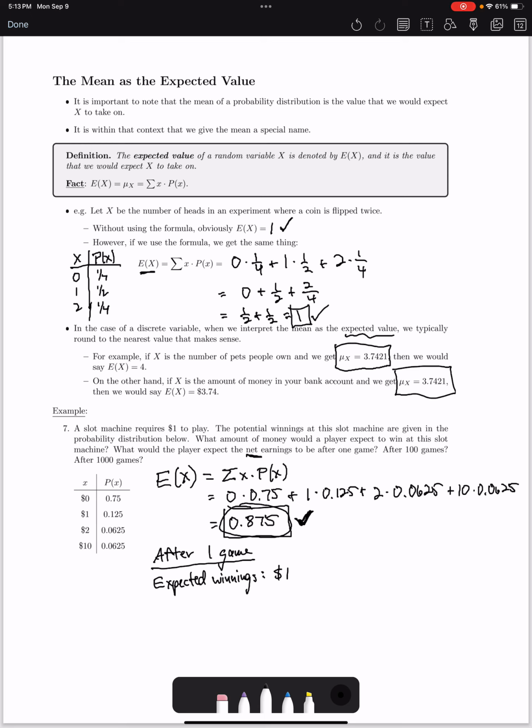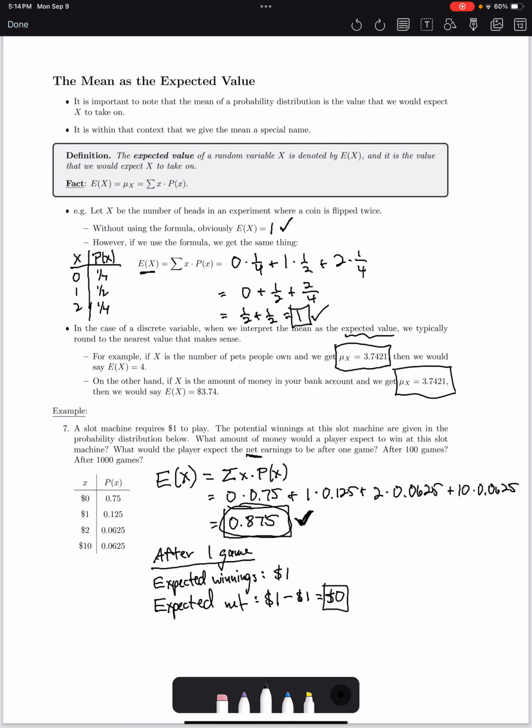Okay? But the expected net, you have to keep in mind that you paid $1 to play, right? So you expect to win $1, but you also paid $1 to play, and so that's $0. So you expect to make nothing. Or rather, you expect to net nothing. Okay, so that's after one game.